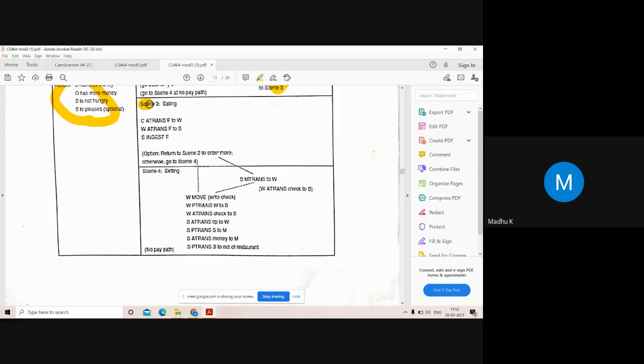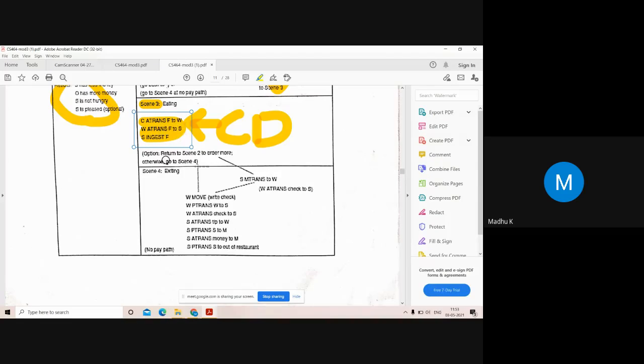This is scene 3, eating. What does eating mean? If we want to eat, you should take the spoon from the table, then take some rice, then put it in the mouth. Those are the sequence of actions that should be executed. Here in the textbook, it is represented using conceptual dependency. So basically you should understand that a scene involves a lot of actions.